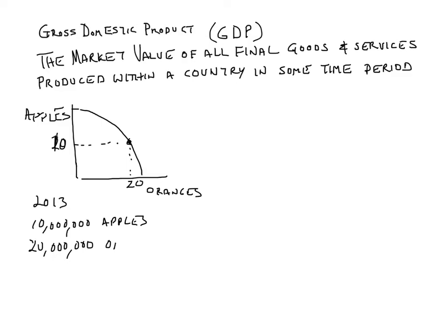Now we don't want to describe their GDP as, well, 10 million apples and 20 million oranges, because if they had a lot of products, that would be difficult to list them all in the quantities. What we want to do is be able to put a monetary value on it. So let's say that the price of apples is 50 cents a piece in this economy, and oranges happen to be $1 a piece in this economy.